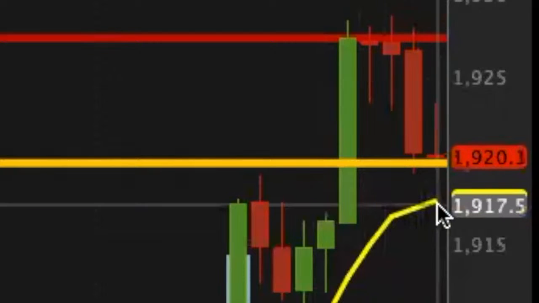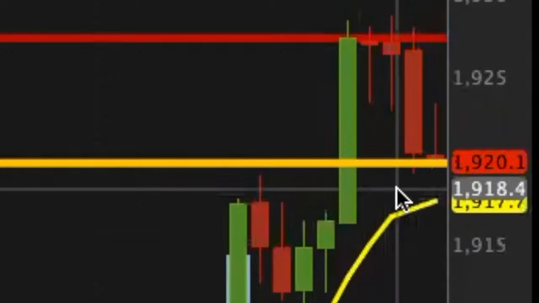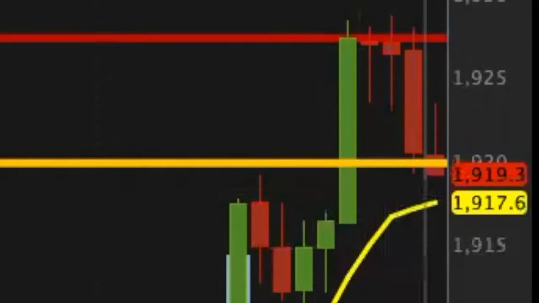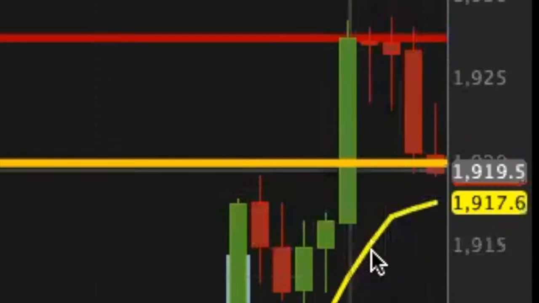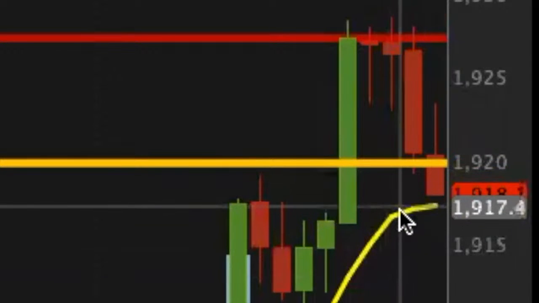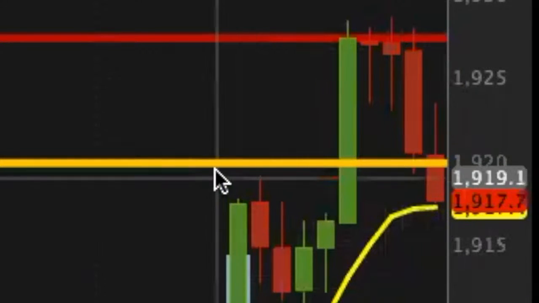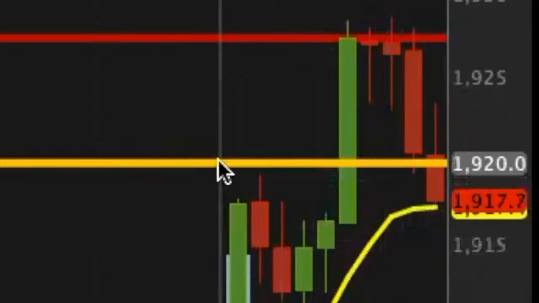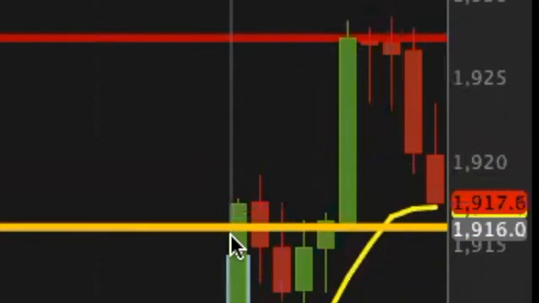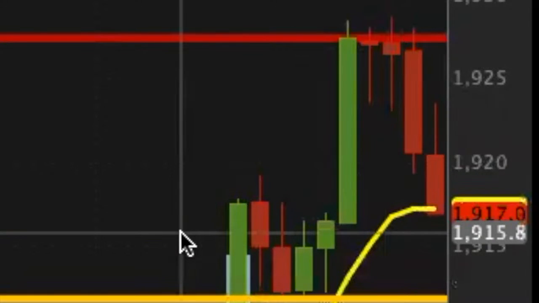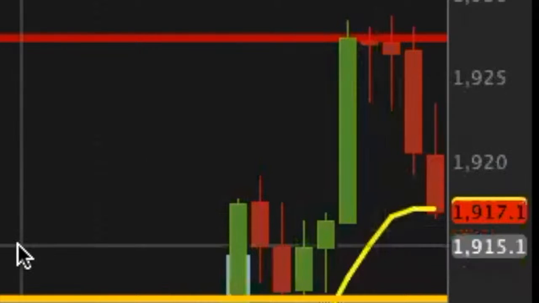Now, if this continues to go down and break through it, that will give me confirmation that the trend is starting to change. It's confirming that it's still going down, as you can see. So you can move this around as much as you need to, to see where your levels are going to be. But that's how you start to figure out what your next trade is.